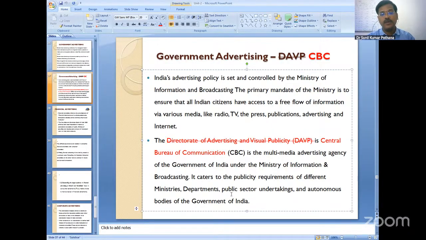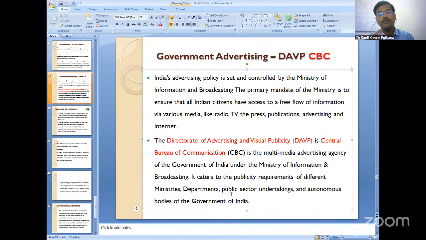India's advertising policy is set and controlled by the Ministry of Information and Broadcasting. The primary mandate of the ministry is to ensure that all citizens have access to a free flow of information via various media like newspapers, radio, television, and the internet, meaning new media and digital platforms also.